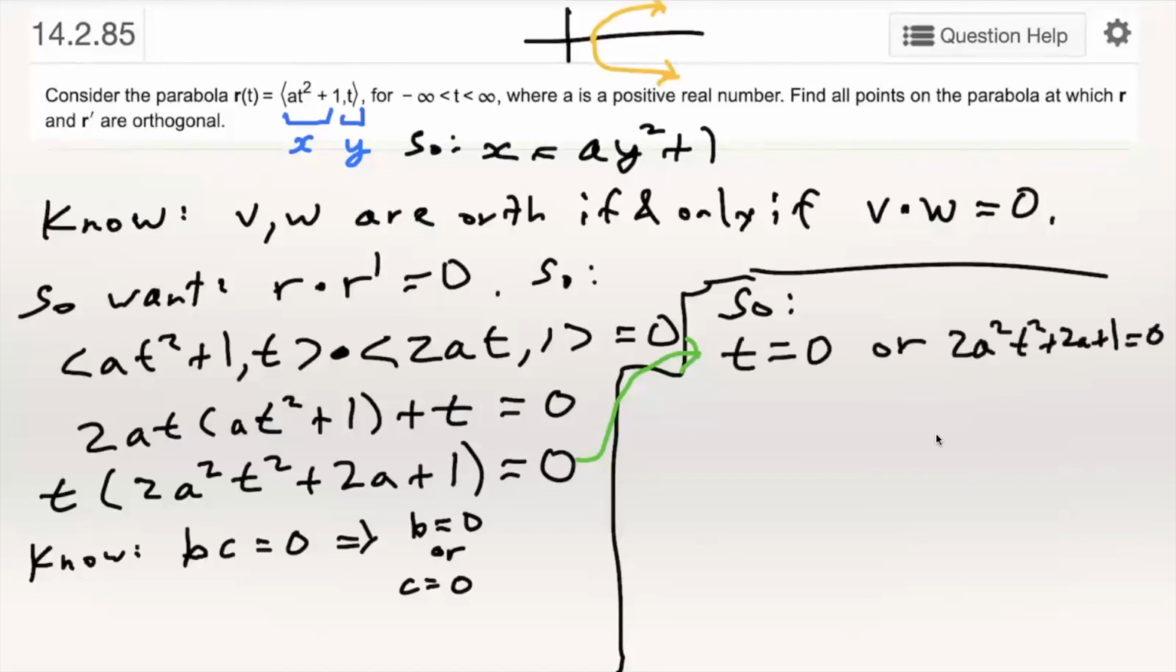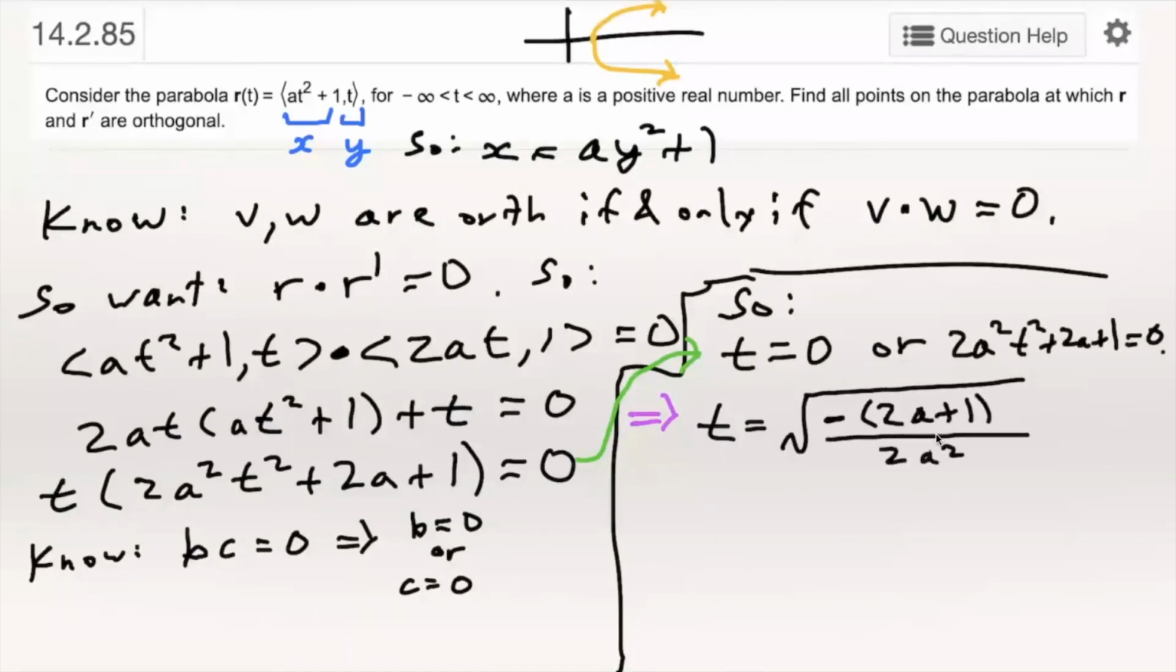In the second case, solving for t, that would mean that t is equal to the square root of negative 2a plus 1 all over 2a squared. It's all under the square root sign. Moving that to the other side, dividing by 2a squared and taking the square root. Okay, that looks very ugly.